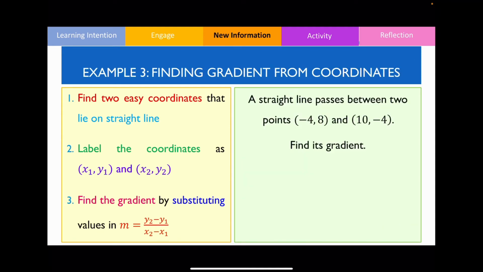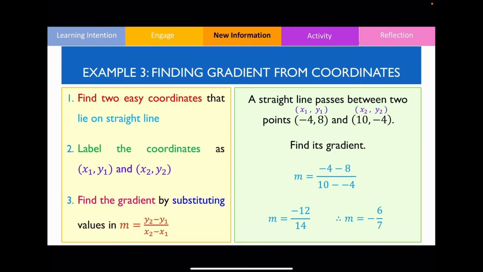So notice that this example is a bit different. Instead of actually giving you the graph, they've actually given you what those two coordinates are. So from that, we could immediately go on to the second step. So therefore, label these coordinates as x1, y1, x2, y2, and substitute the values in. So it'll become negative 4 minus 8 divided by 10 minus negative 4. Remember, two negatives make a positive, so it's going to become negative 12 divided by positive 14, which can be further simplified as negative 6 over 7.